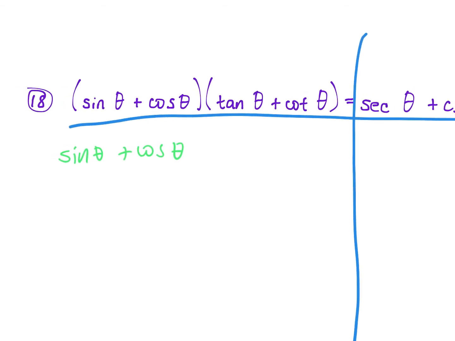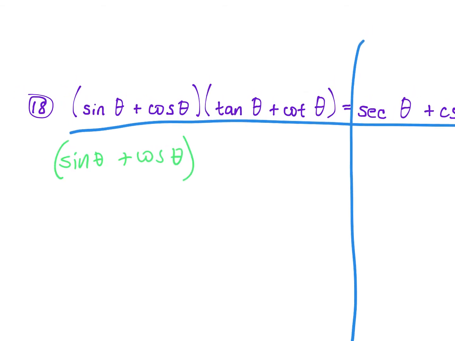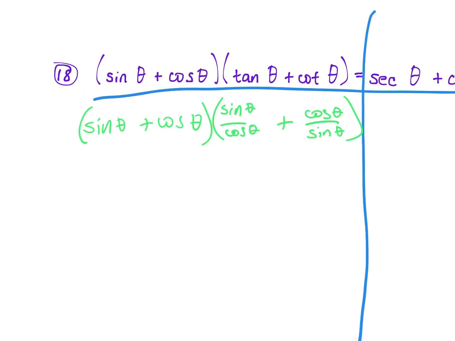Now, how can I change tangent and cotangent? What is that going to become? Sine over cosine plus cosine over sine. You guys see that? Okay, all I did was change it to equivalent identities. Now, what do you think I should do from here? Should I do anything with my sine and my cosine on the left-hand side yet?